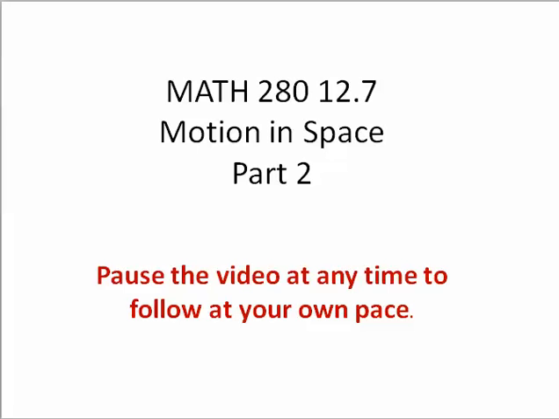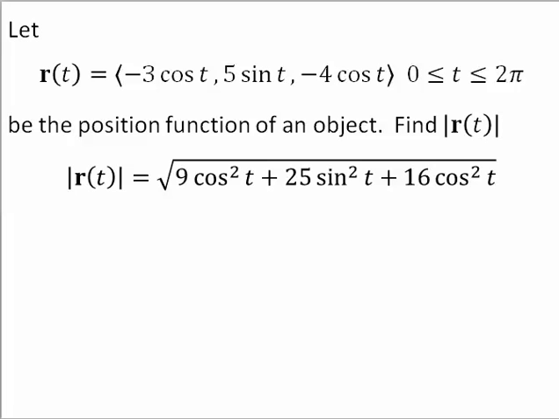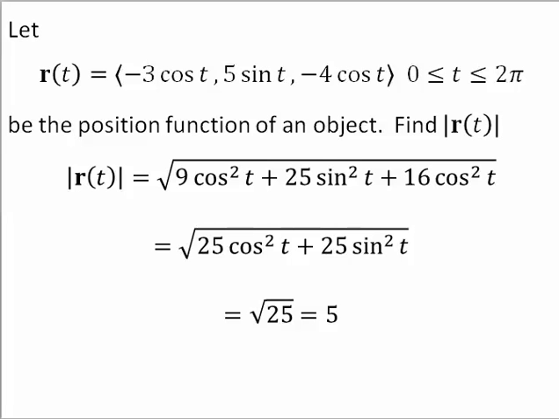Motion in space, part 2. Let r be the position function of an object. Let's find the magnitude of r. We use the magnitude formula, and we find that the magnitude of r is equal to 5 for all values of t.